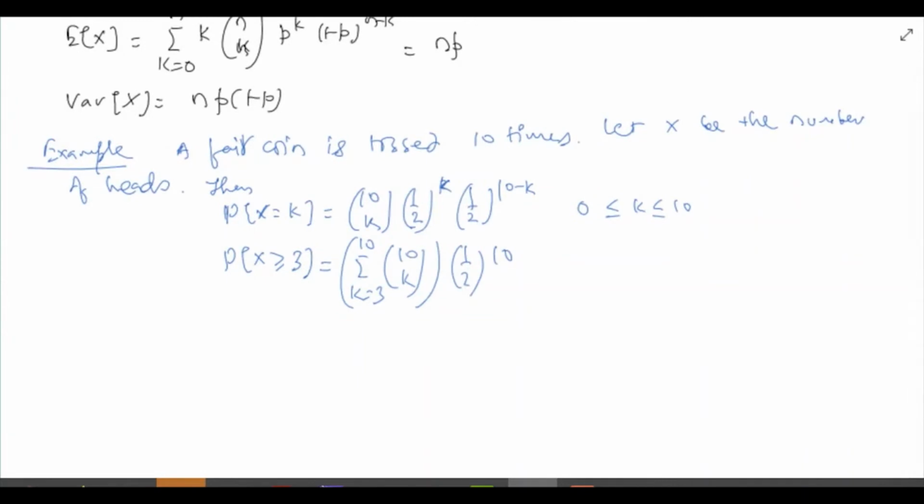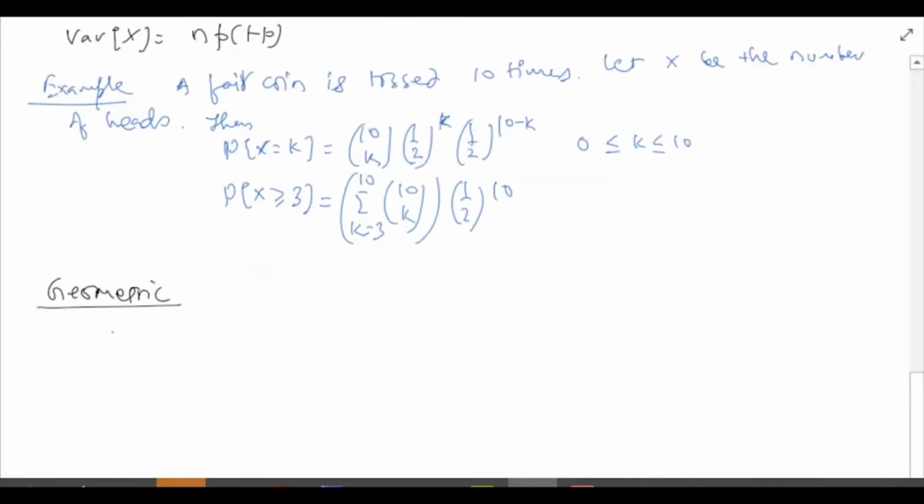Let's consider another distribution that is quite common, and this is the geometric distribution. To understand the geometric distribution, let us again think of experiment star, and in fact let us think of repeated trials of experiment star until we get a success.